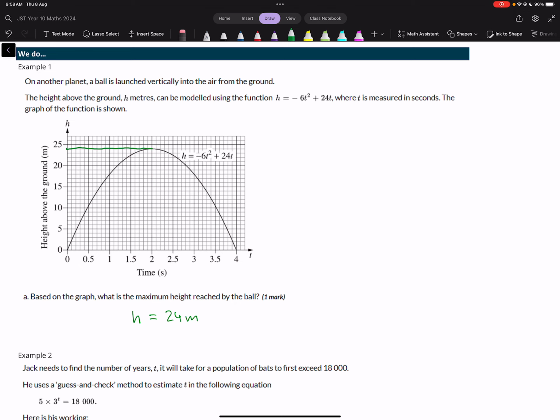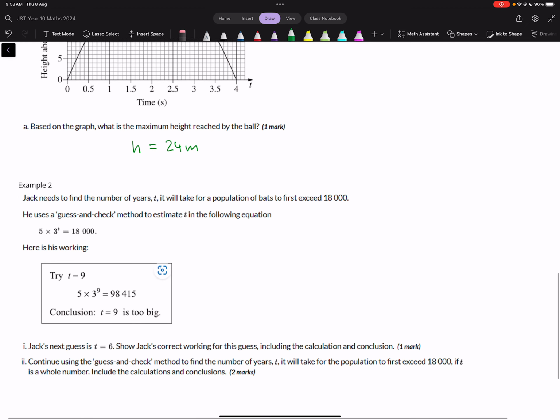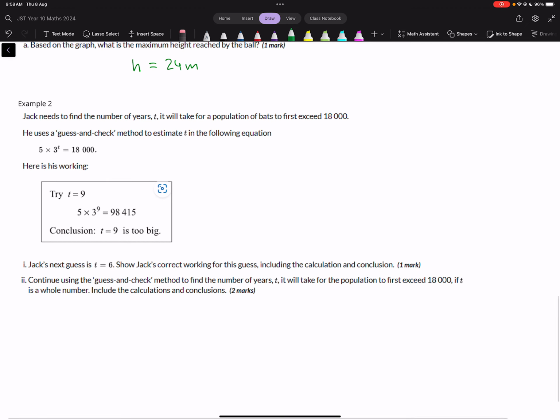Now, here's a slightly more difficult example that we might get asked where we have to actually engage with the formula a little bit. We're given an exponential function here. We're told that a population of bats can be modeled with this formula. And we're trying to find the number of years it takes for the population to be 18,000.